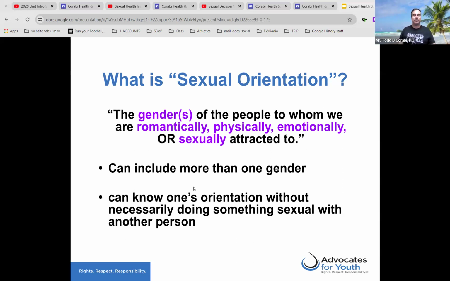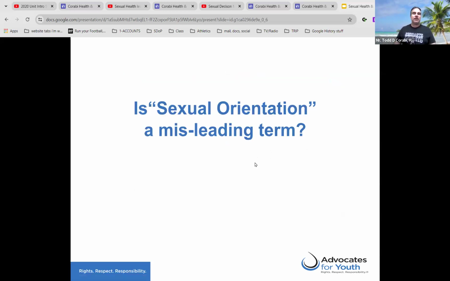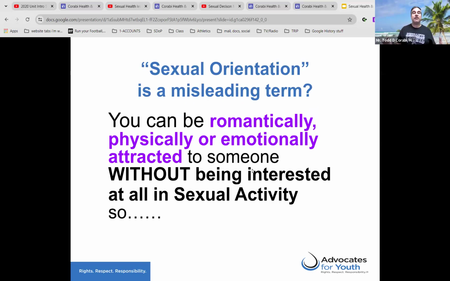But we still have to recognize that for every student who is sexually active, there's an equal number of students that are not sexually active, but are still trying to find who they are as a sexual being. And that's what sexual orientation specifically is. Is sexual orientation a misleading term? If you were in class, I would wait a few minutes for you to think about this. You can pause this if you really want to think about it, or if you're watching this with your parents. But the answer is yes, sexual orientation is a misleading term. You can be romantically, physically, or emotionally attracted to someone without being interested at all in sexual activity. You really can.